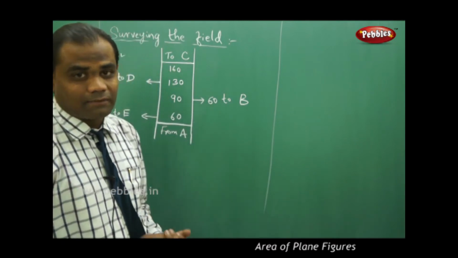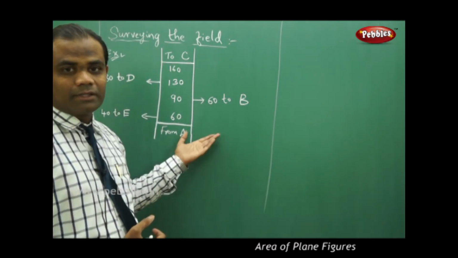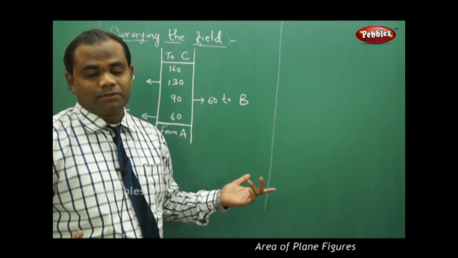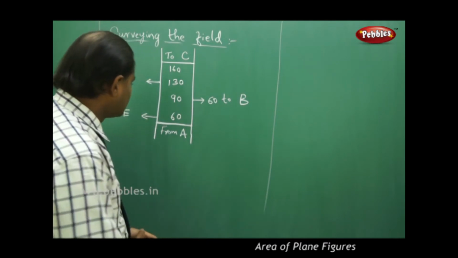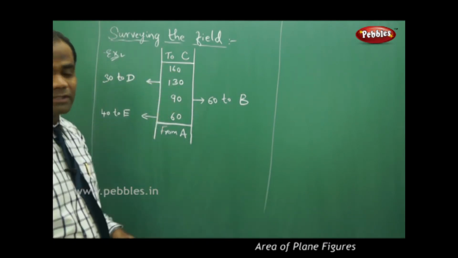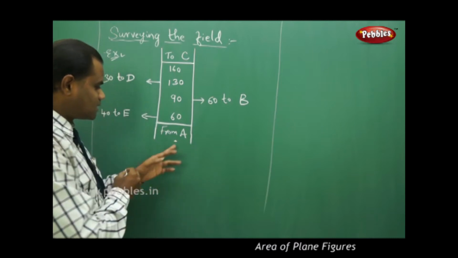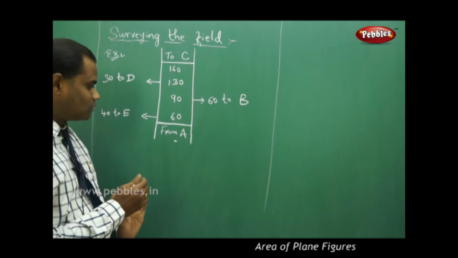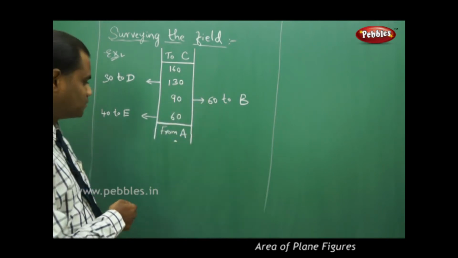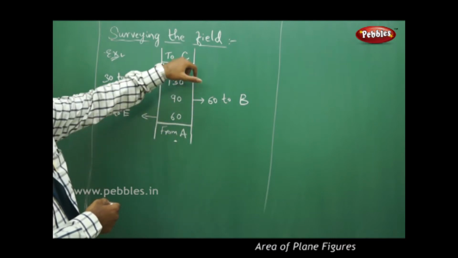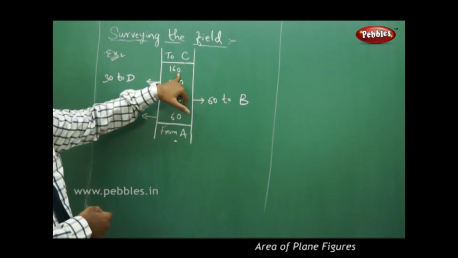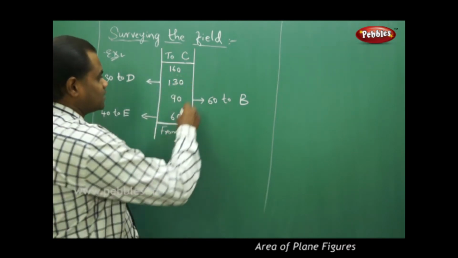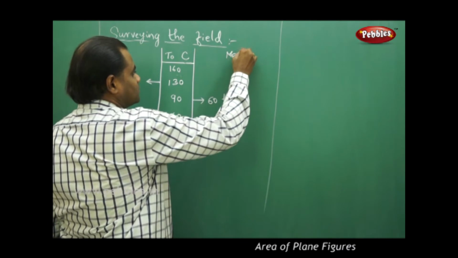So let's see how the surveyors convert the given measurements in their field book into the general diagram of a plane figure, generally what we see in mathematics. When we start with this, I always see that the surveyor starts from A and ends at C. So I try to go from bottom to top. I mark the point A, then I reach up to C, the total distance from A to C being 160 meters. Of course, the measurements which I take here are considered in meters.